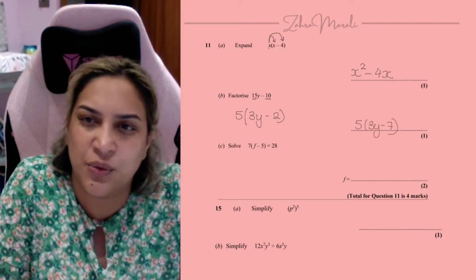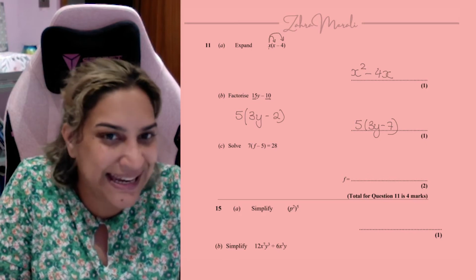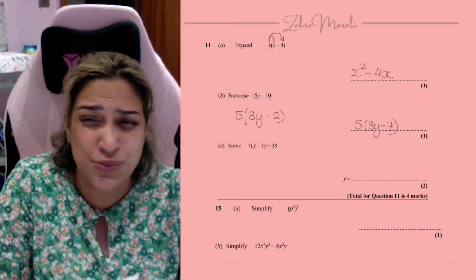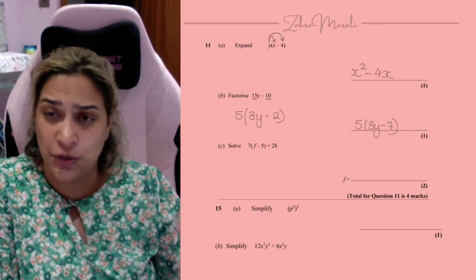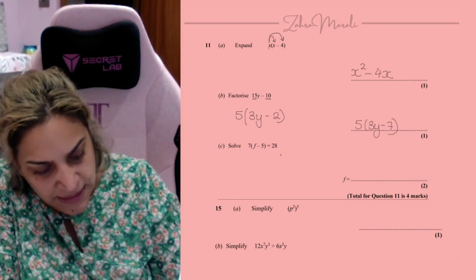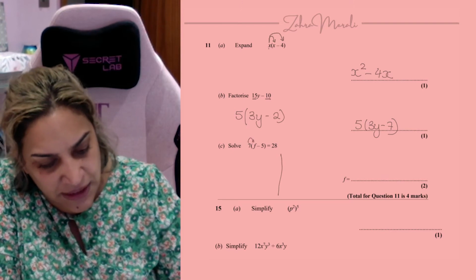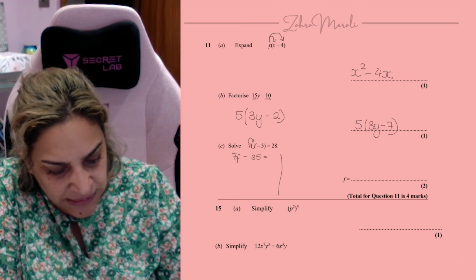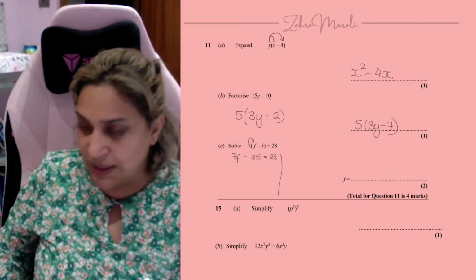And now we've got an equation to solve. Again, in the same way, there are 2 ways. If you wanted to open it out, no problems at all. So if you wanted to open the brackets first, we'll do it both ways here. You'd open the brackets and get 7f minus 35 equals 28. So you could do it that way around.